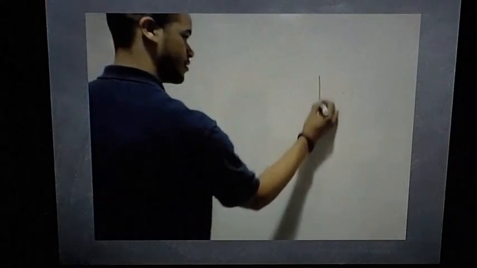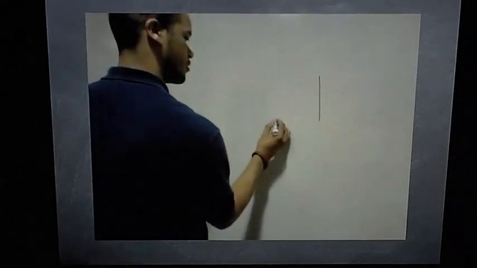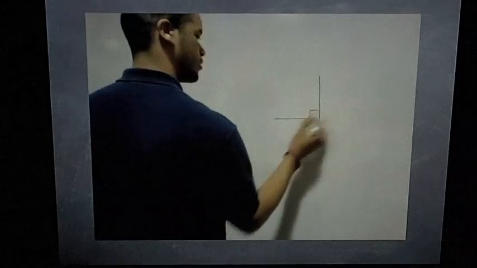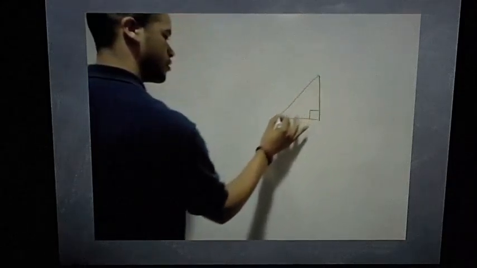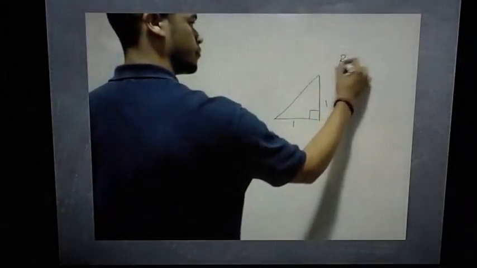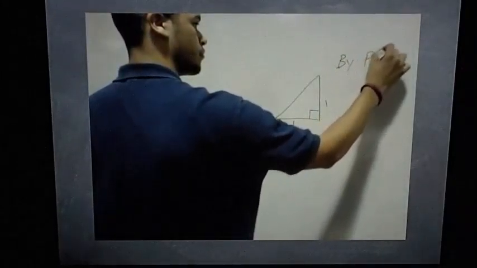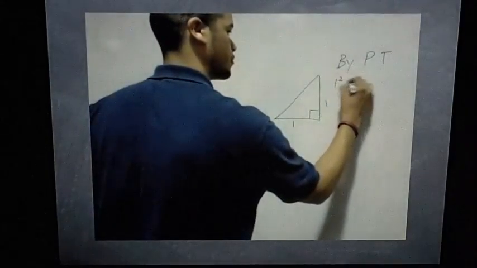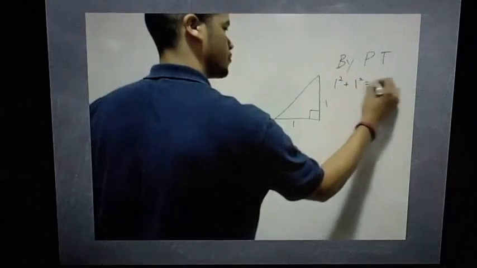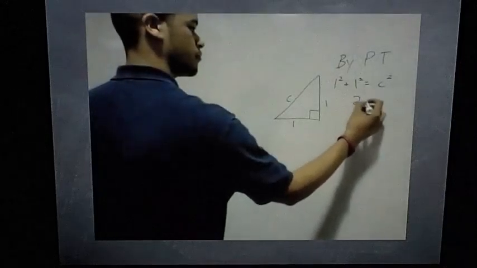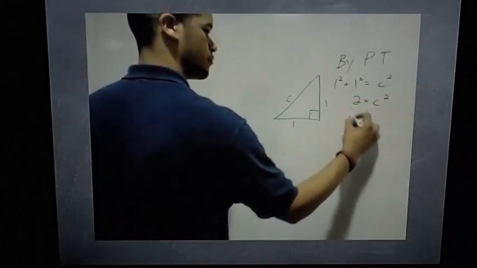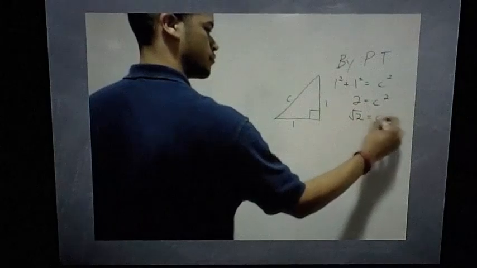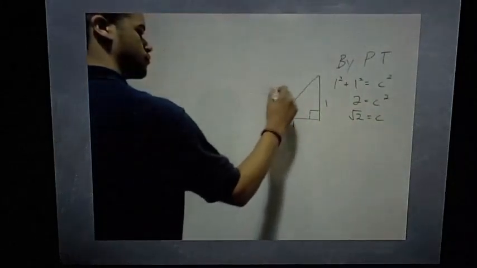In order to construct irrational numbers, such as the square root of 2, we can start with an isosceles right triangle, side lengths of 1. Then, by use of the Pythagorean theorem, we can solve for the hypotenuse c. 1 squared plus 1 squared equals c squared. So then we have 2 equals c squared. Thus our hypotenuse c equals the square root of 2.